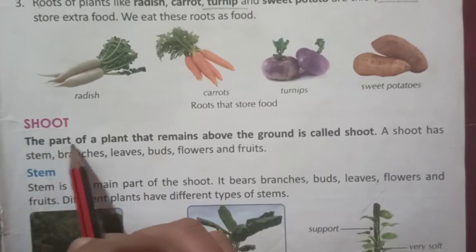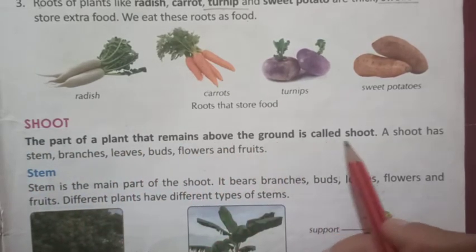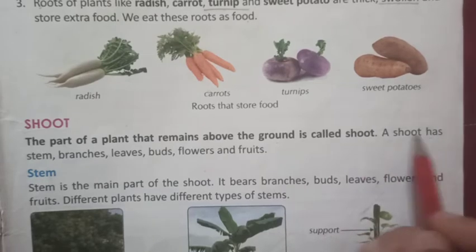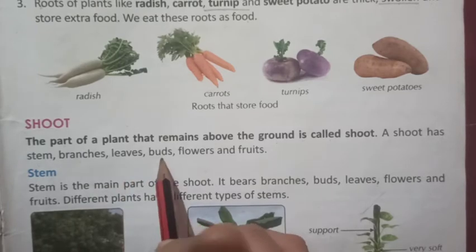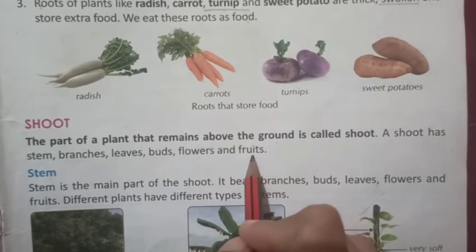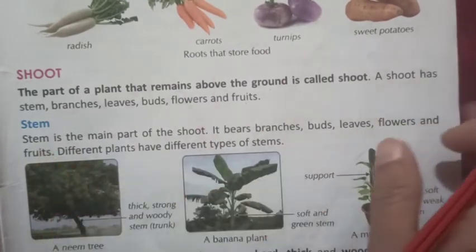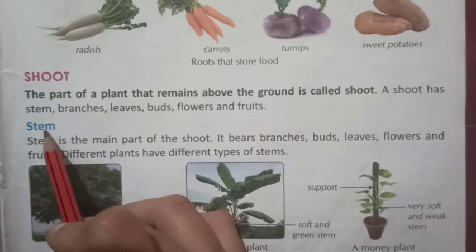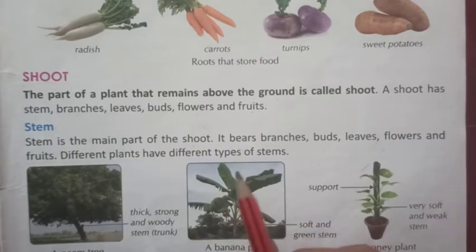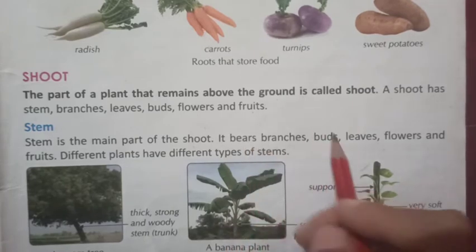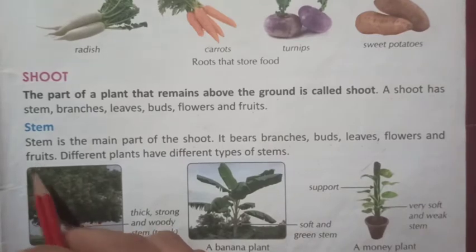Shoot. The part of a plant that remains above the ground is called shoot. A shoot has stem, branches, leaves, buds, flowers and fruits. Stem. Stem is the main part of the shoot. It bears branches, buds, leaves, flowers and fruits.